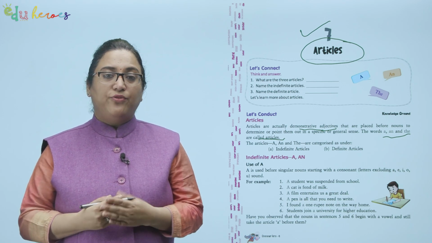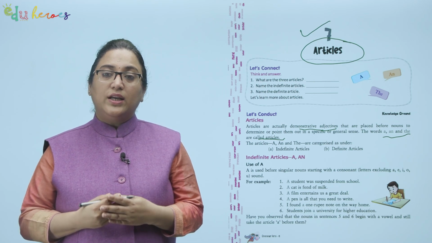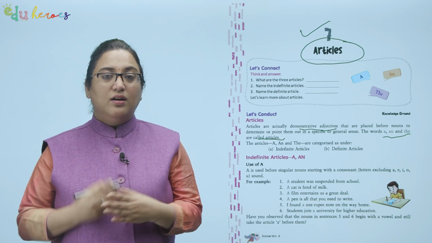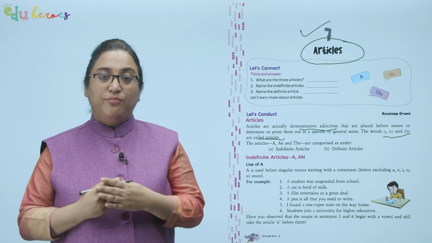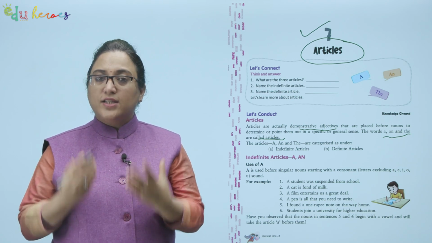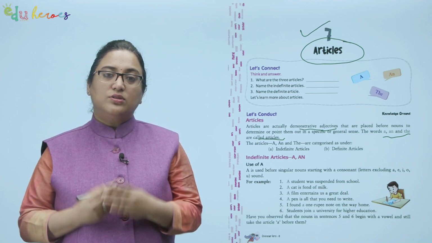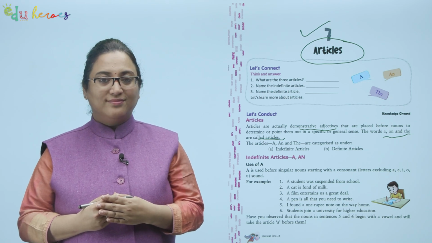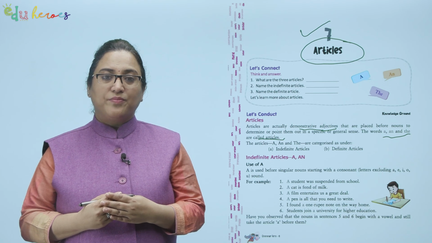A is used before singular nouns starting with a consonant sound, letters excluding the A, E, I, O, U sound. For example, a student was suspended from school. A cat is fond of milk. A film entertains us a great deal. A pen is all that you need to write. I found a 1 rupee note on the way home. Students join a university for higher education.